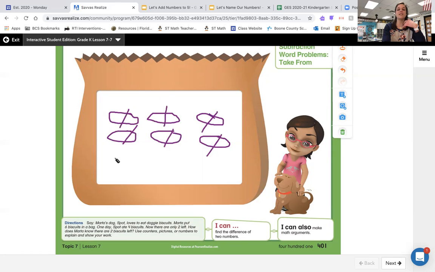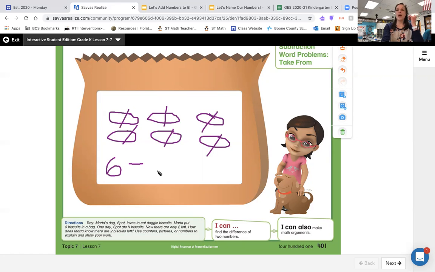And then I'm going to write a 6 below to show that I started with my whole group of 6 biscuits. Now in the story, it tells us that Spot ate 4. So we know that that word ate is a signal word for us. That means that he ate 4, so 4 of them are taken away, right? So that means that we're going to subtract. So let's make our minus, the minus or subtraction symbol.